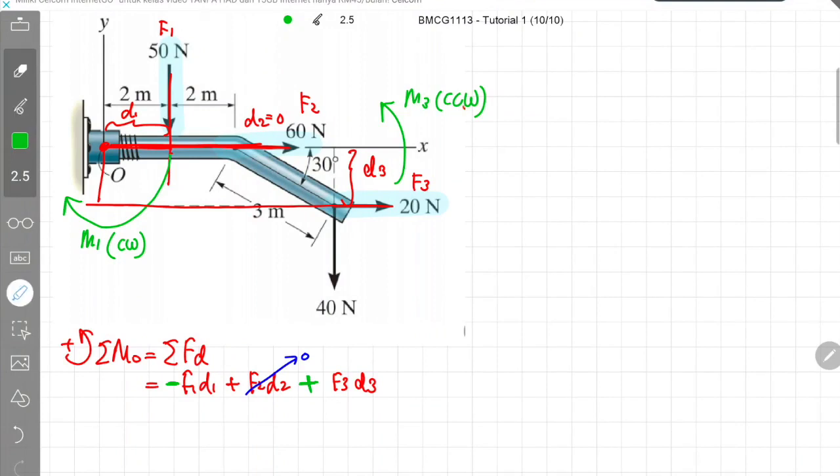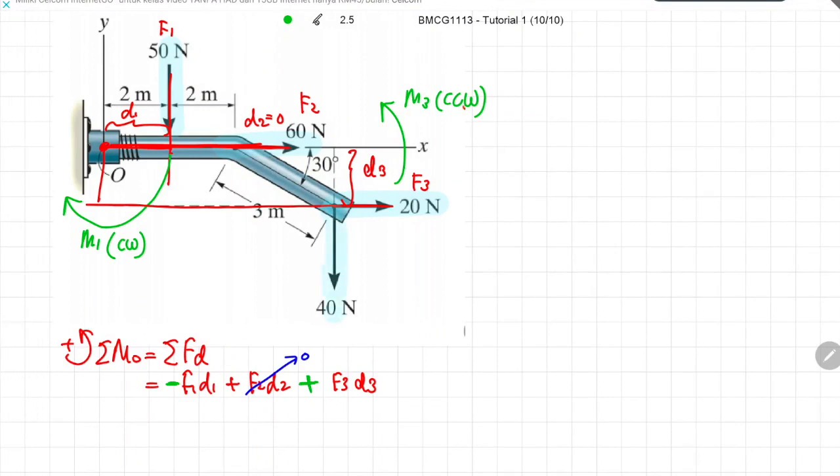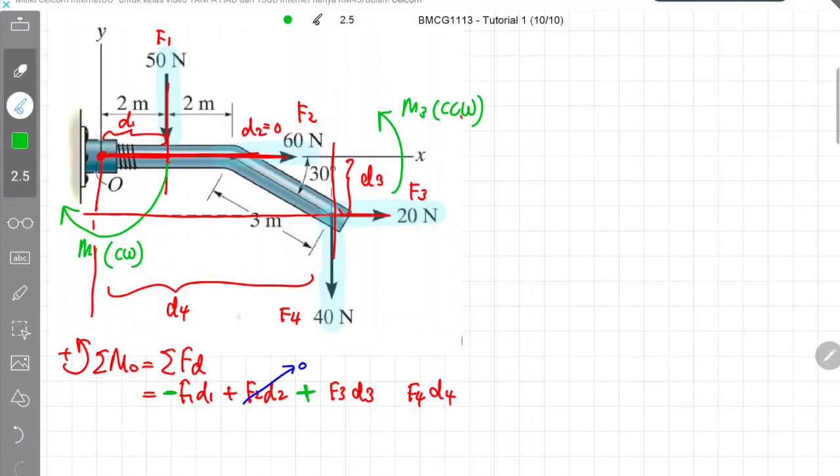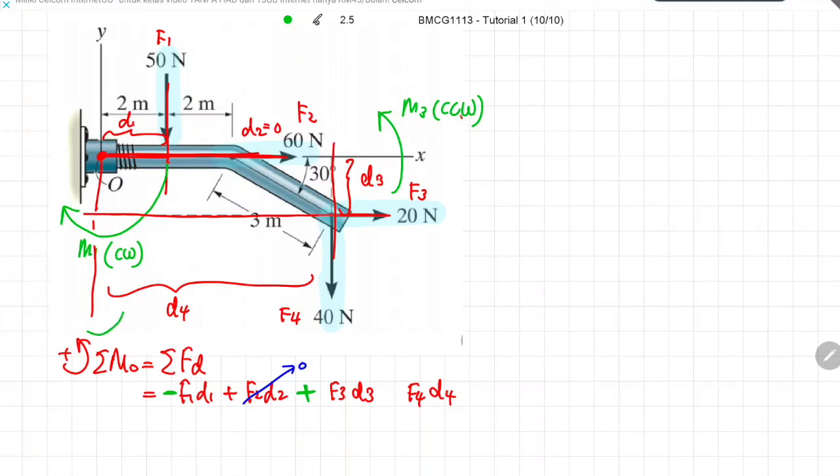Repeat the same process for the fourth force over here. So we are going to call this 40 Newton F4, and it has to be multiplied with the perpendicular distance of D4. So the D4 would be over here. If you look at the direction of the force, it is pointed downward, and there is a tendency for it to rotate clockwise along the O-axis. So because it's clockwise, the magnitude of moment must be negative.